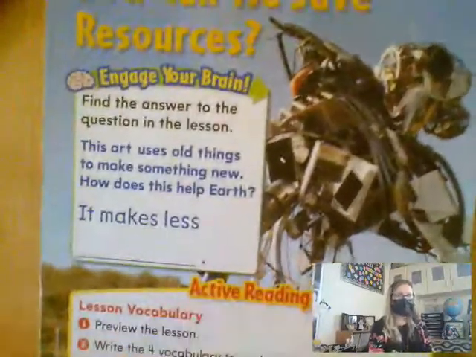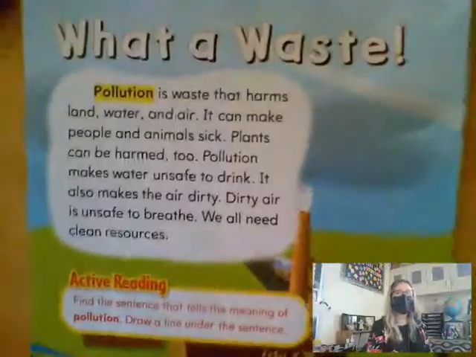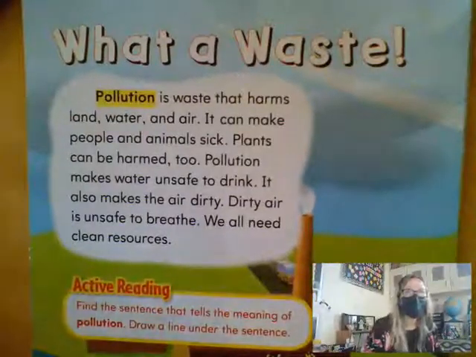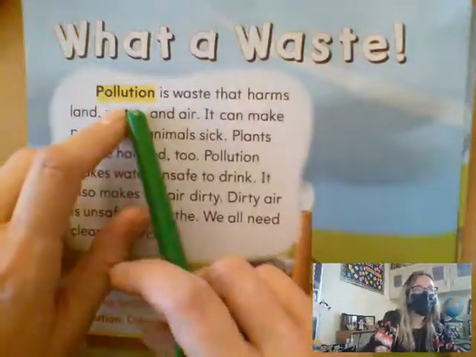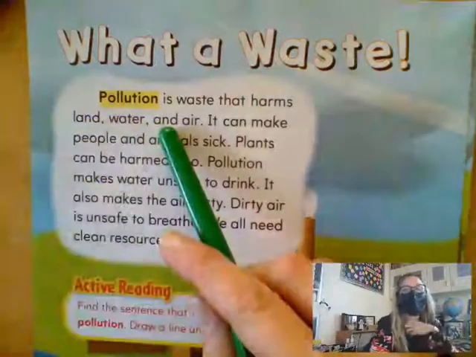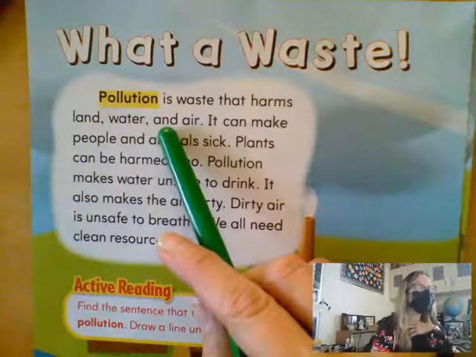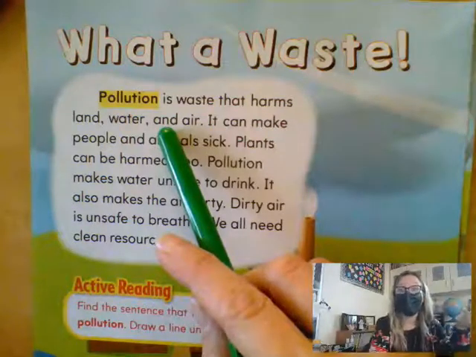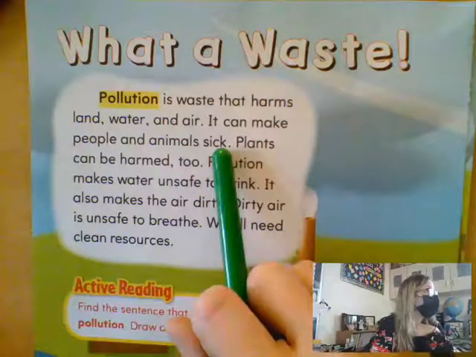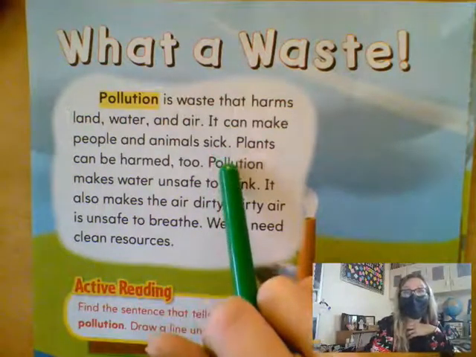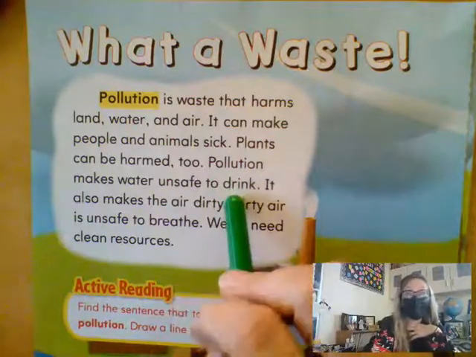Okay? So let's go ahead and turn to the top of page 238. It says, what of waste? And I'm going to read to you about a word that says pollution. Can you all say pollution? Pollution. Pollution is waste that harms land, water, and air. It can make people and animals sick. Plants can be harmed too. Pollution makes water unsafe to drink.